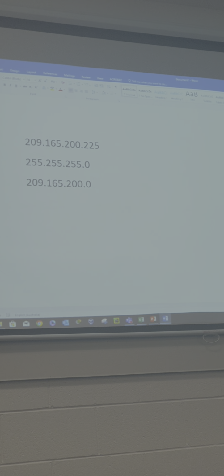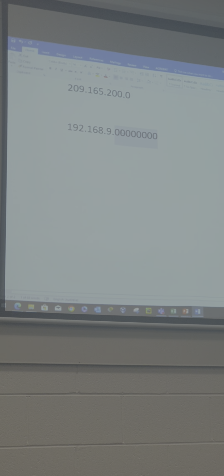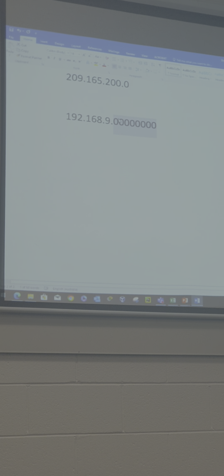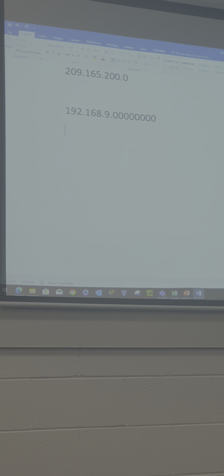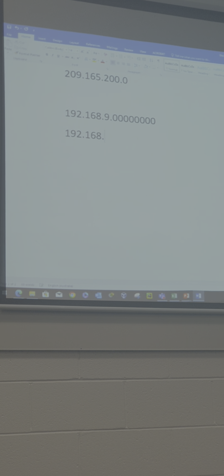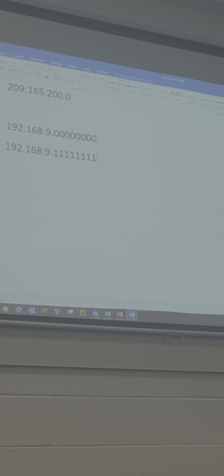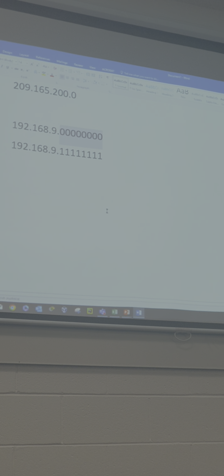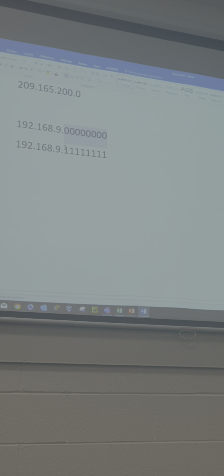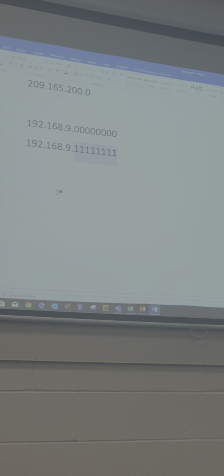Why is it always 0? The host portion must be all zeros. And the broadcast address, 192.168.9, and this is in binary now, 1, 2, 3, 4, 5, 6, 7, 8. So the host portion needs to be all zeros for the network ID, and the host portion needs to be all ones for the broadcast address.